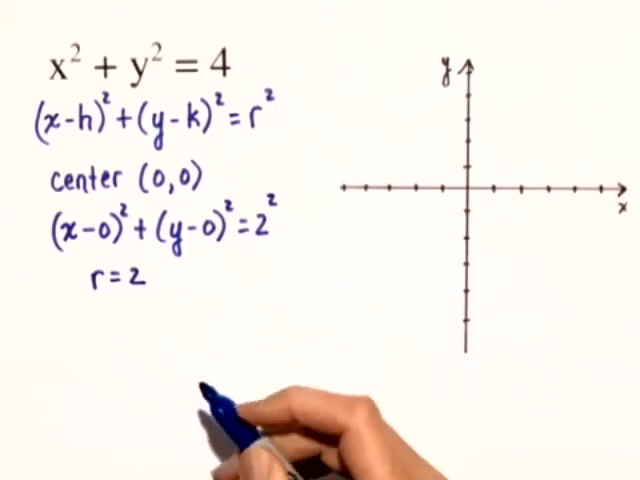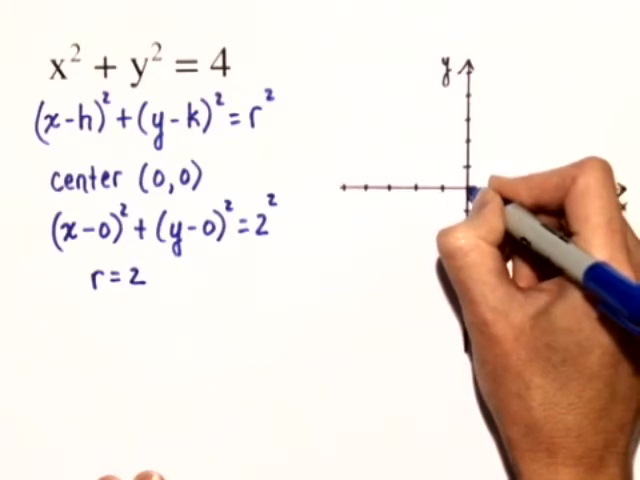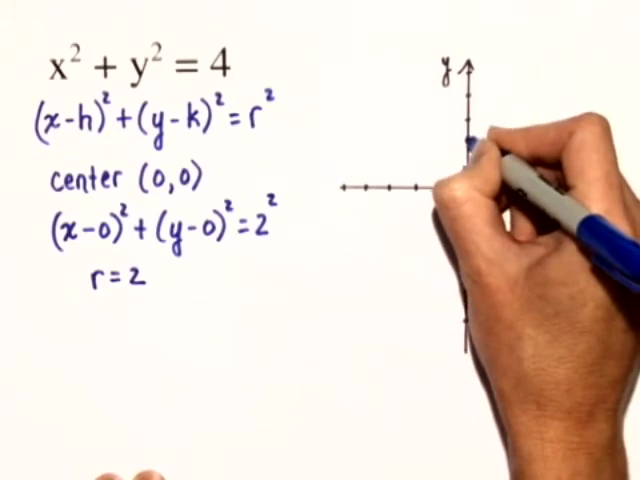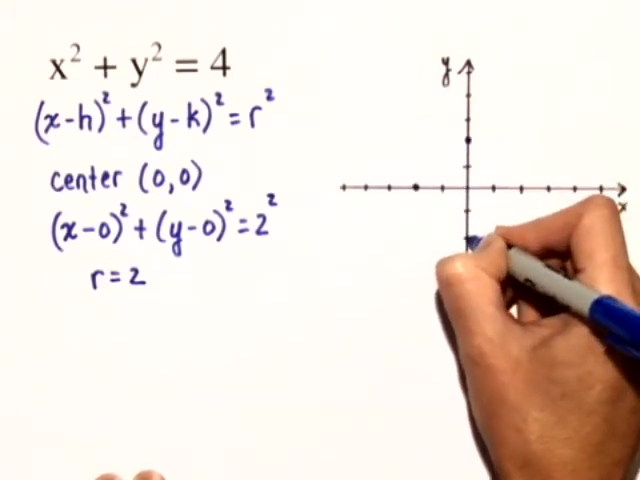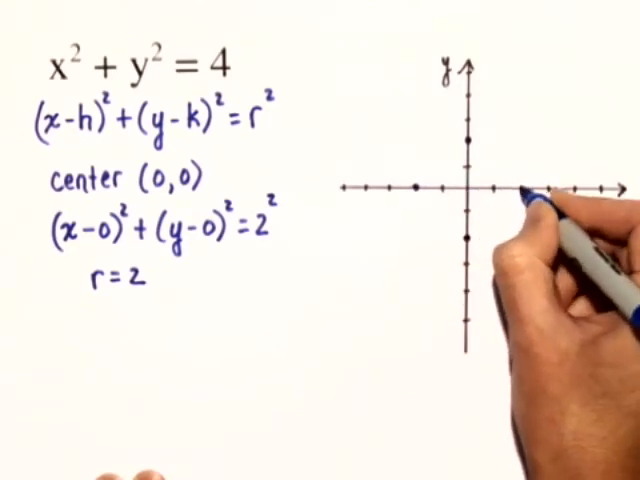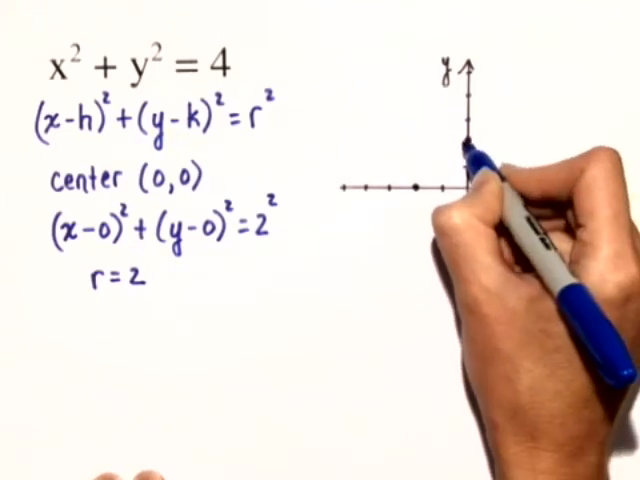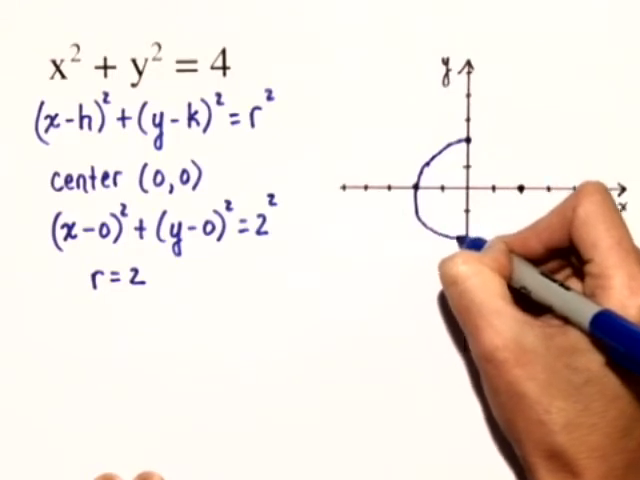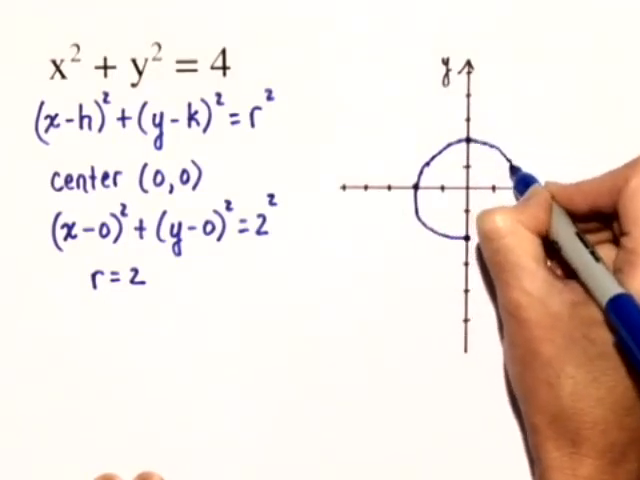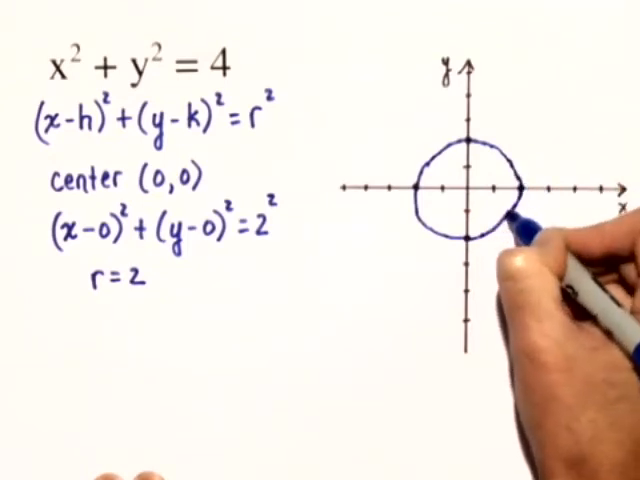So now we're ready to graph this on our rectangular coordinate system. Let's start with our center of 0, 0. Since the radius is 2, I'm just going to go up 2 on the y-axis. I'm going to go 2 to the left on the x-axis, down 2 on the y-axis, and 2 to the right on the x-axis, all from that center of the origin. And then I'll sketch as best I can a circle that has a center of 0, 0 and a radius of 2.